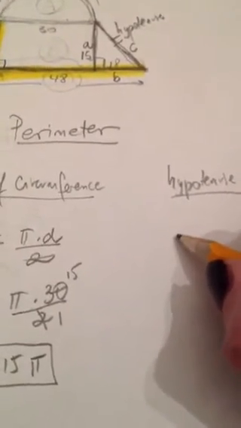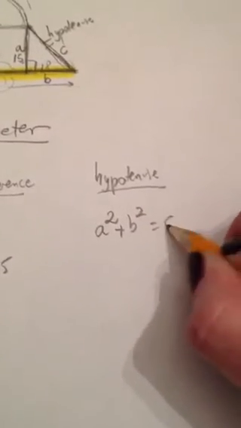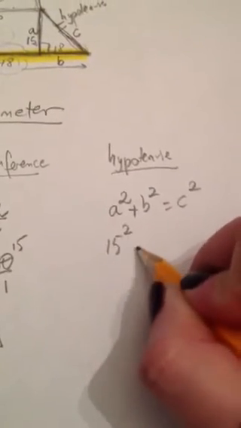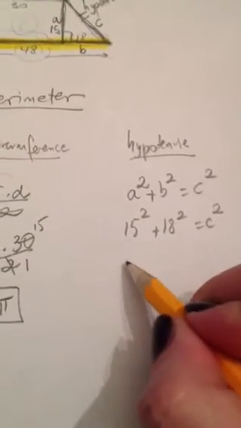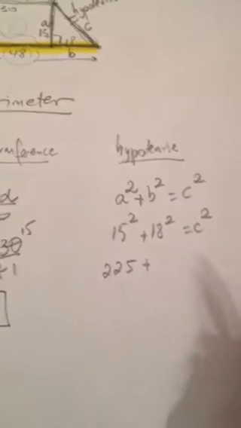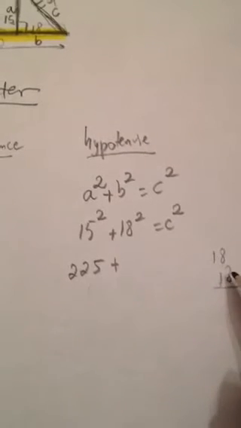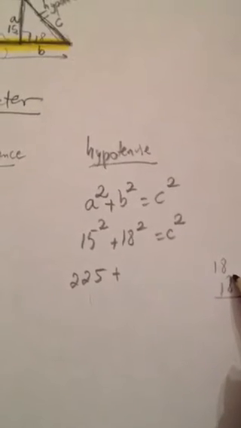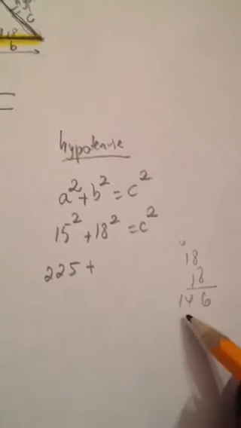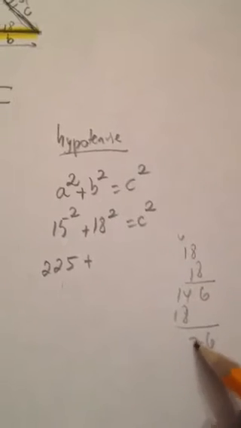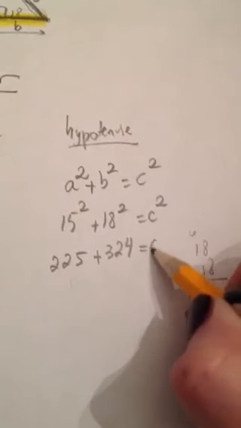So we're going to have A squared plus B squared is equal to C squared. So it's going to be 15 squared plus 18 squared is C squared. Okay, this is going to be 225 plus, and I should know this one, but I can't remember which one it was. 324. I can't remember. So let's do it. 18 times 18, 324. Ooh, yes, I was right. Plus 324 is equal to C squared.